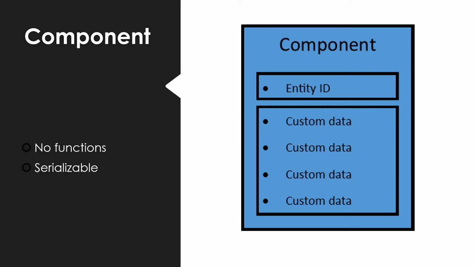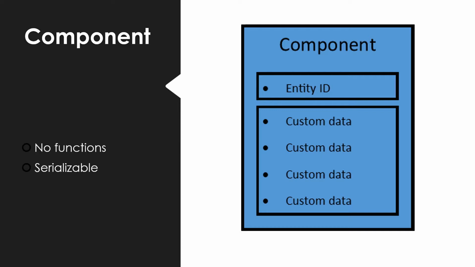So a component is really just kind of a data container. It doesn't have any functions. It can have functions, but it's generally advisable not to put too much functionality in it. And it needs to in some way be serializable. It needs to be able to dump itself into a stream or a database of some kind. And maybe it's not responsible for doing that, but in our engine system, the components are responsible for serializing themselves.